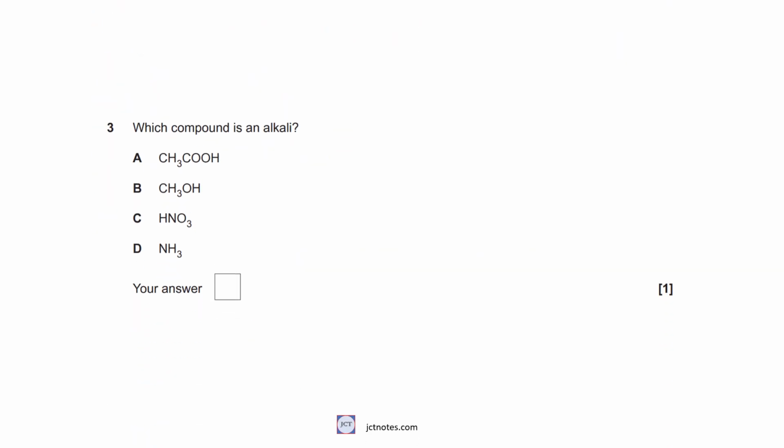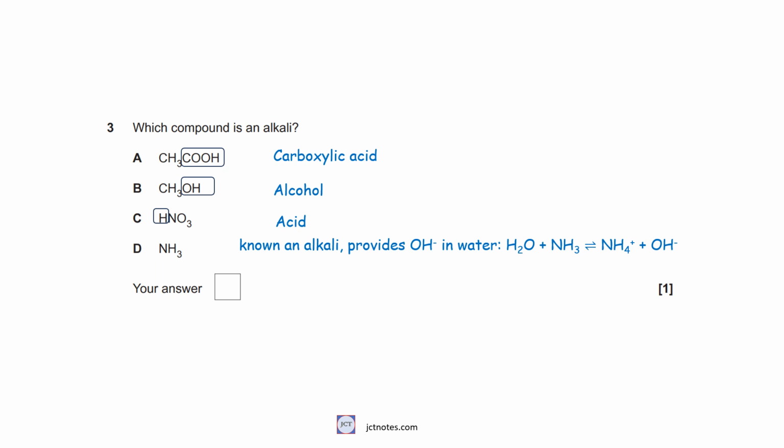In question 3 we are asked which of the 4 compounds given is an alkali. In option A, the COOH is a carboxylic group, therefore, it is an acid. In option B, the OH is an alcohol group, this is not an alkali. In option C, we have nitric acid. It is a strong acid that provides protons. It is not an alkali. In option D, we have ammonia, that is a known alkali. It provides OH- in water. Therefore, the answer is D.